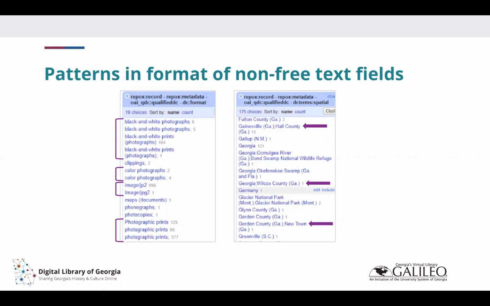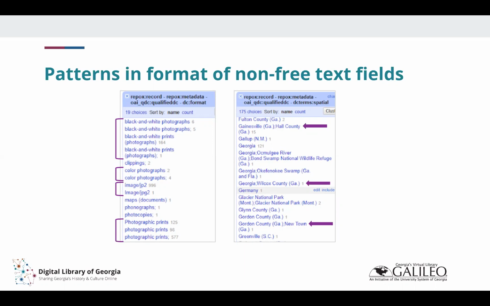Patterns in format of non-free text fields. These are going to be fields like format, medium, DCMI type. They aren't going to necessarily be fields like description, where you can type a big long paragraph or two of text. On the left, this is what we would probably map to our medium field. And you can see at the top, there are 4 different variations of what should probably be the same thing. Black and white photographs, and then we've got black and white prints.